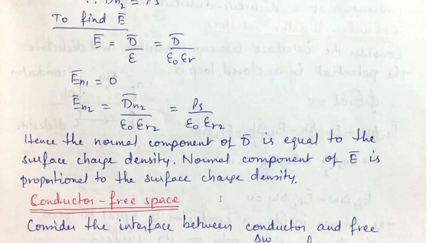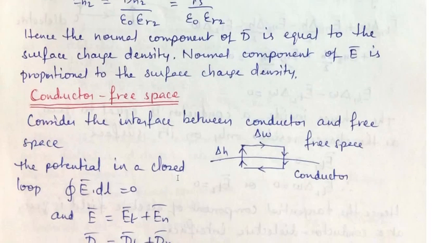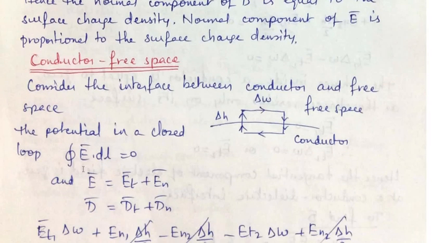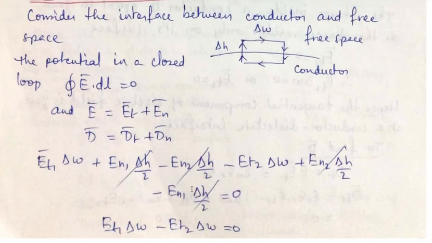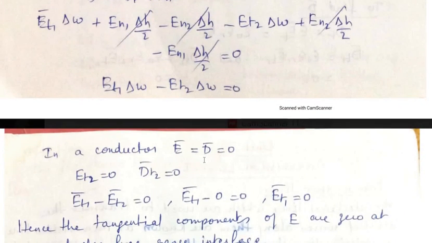So these are all the topics in this unit. Sometimes in the exam this is also expected, to derive the conditions at a boundary interface between conductor and free space. So here also we do the same equations. Start with the same equation, E dot dl is equal to 0. This expansion is also the same. For a conductor there will be no field inside the conductor, so those terms can be made zero. So E and D will be zero inside a conductor.